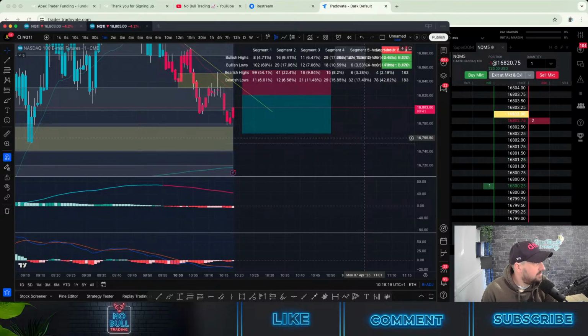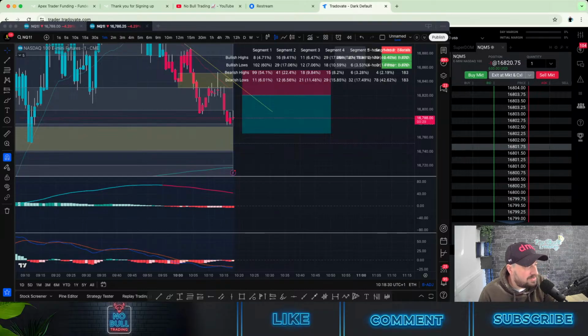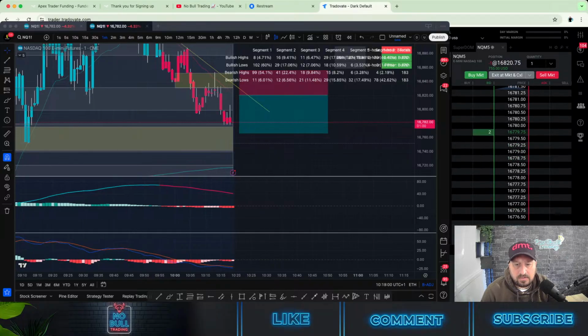Haven't even got... how am I going to put my stop to break even? Problem is with the stop now, it doesn't really matter because of the trailing drawdown, we're just taking the trailing drawdown. Up 730. Come on, give us that little push.